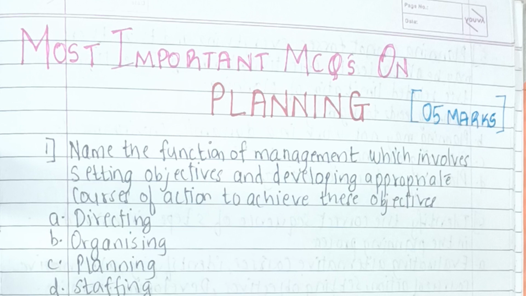Apart from this, one very important topic in planning is the different types of plans. These include objective, strategy, policy, procedures, methods, rule, program, budget, and so on. You don't need to memorize everything, but you need to know the meaning of each kind of plan. You may also get case studies where you have to identify which kind of plan has been used. Having said that, let's start with our first multiple choice question.